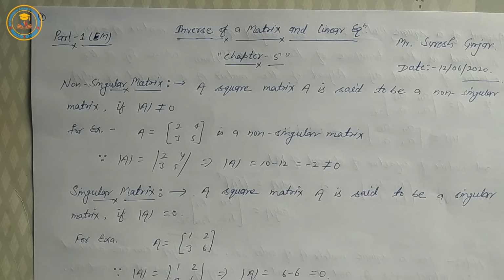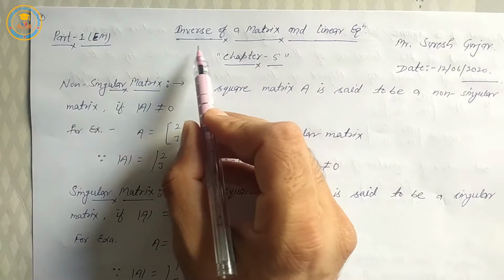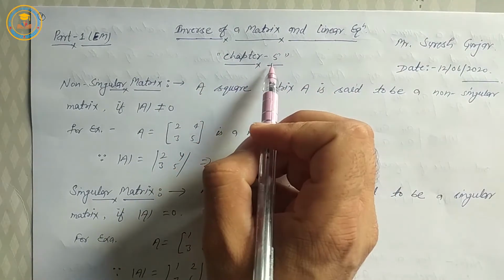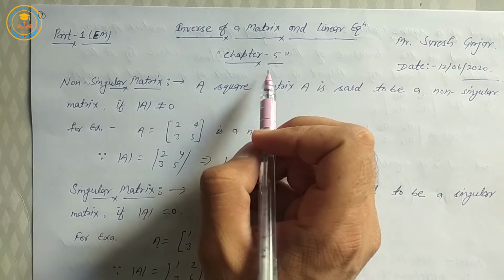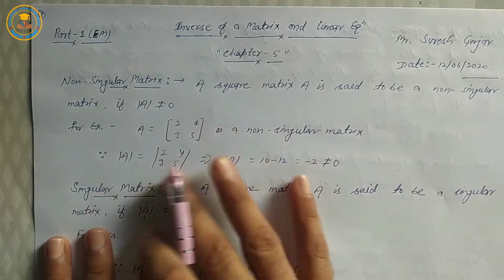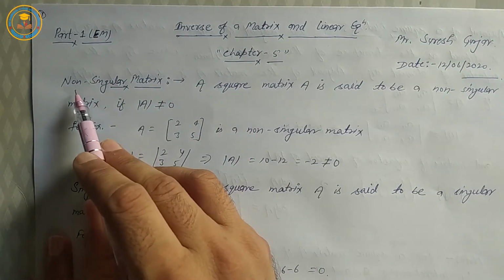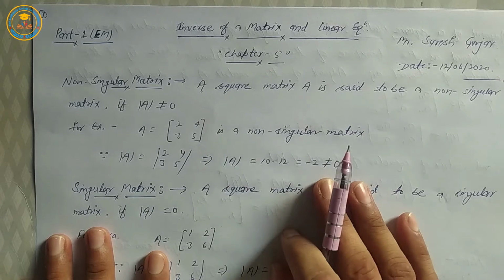And today we will read about the inverse of a matrix and linear equations of chapter 5. Let's start the topic: non-singular matrix.